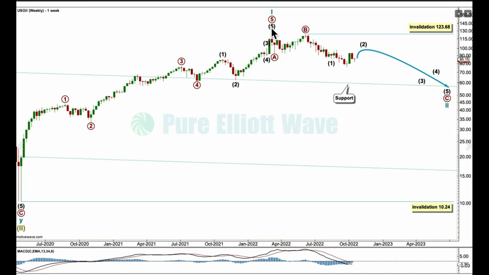I will label the zigzag now into primary A, primary B and an extending primary C, with intermediate 1, intermediate 2 incomplete, and then 3, 4, 5 to move lower. I will expect cycle 2 to quite likely end and find support about the upper edge of this channel, which is copied over from the monthly chart.